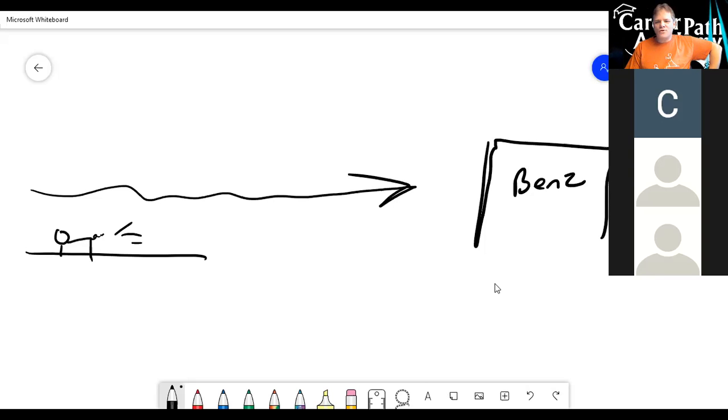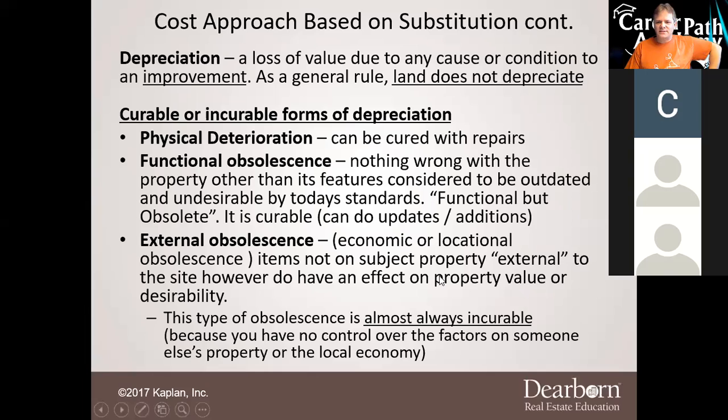No. So that property is suffering from locational obsolescence because of its location to the pig farm. It's external obsolescence, something not on the subject property, based on its location, that is negatively affecting it.